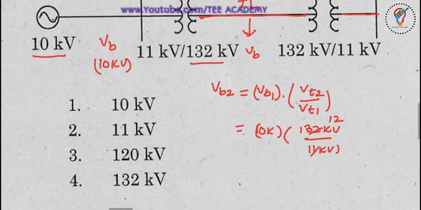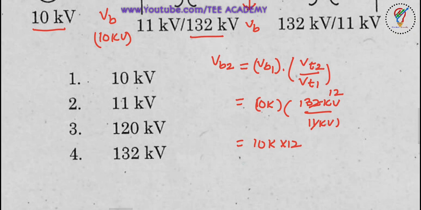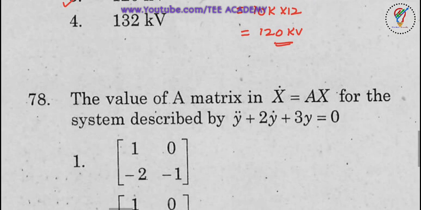Okay, now what is the base voltage here? It is going to be 10 kV into 12, which will be 120 kilovolts, is the answer. So for this, option 3 is the right answer. Okay, we'll move to the next question.